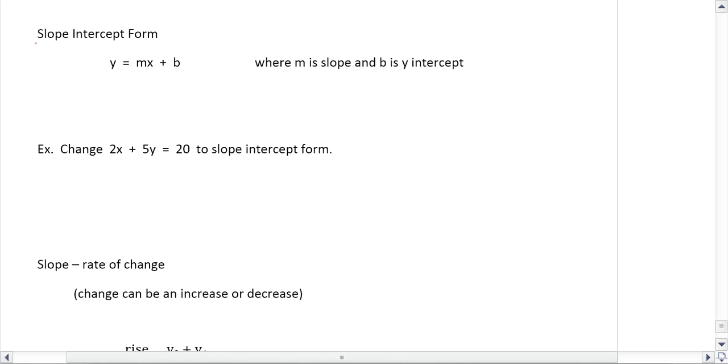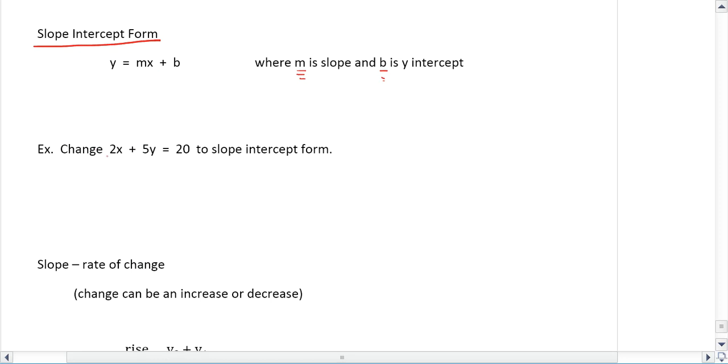Next is a review of what we called the slope-intercept form in Algebra 1. Should be very familiar to you. y equals mx plus b, where m is the slope and b is the y-intercept.